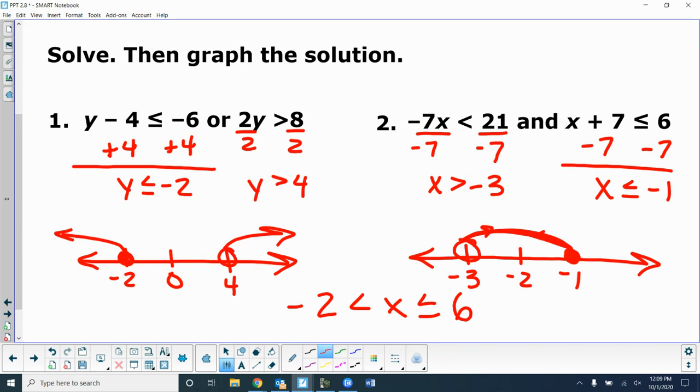Number 4, that was the one that went the same direction, wasn't it? You add 2, you get 3, and then you divide by 5, you get 5. So they both go to the right. X is greater than -3, or X is greater than or equal to 5. So when you graph that, it was +3, right?